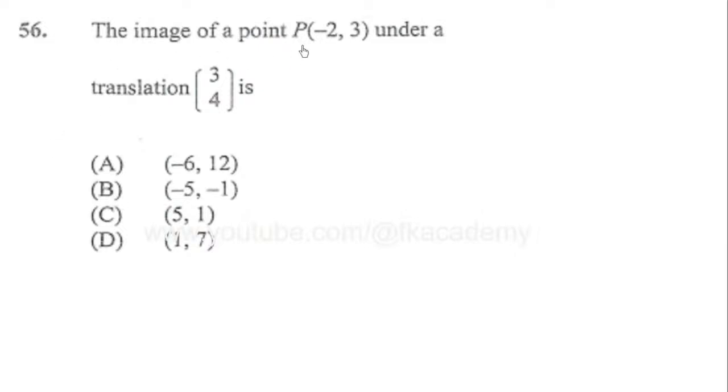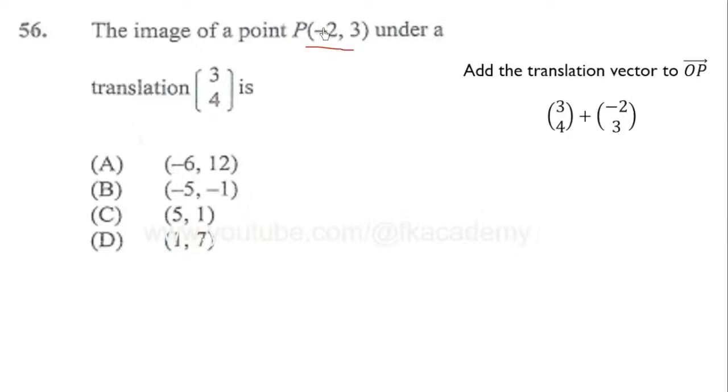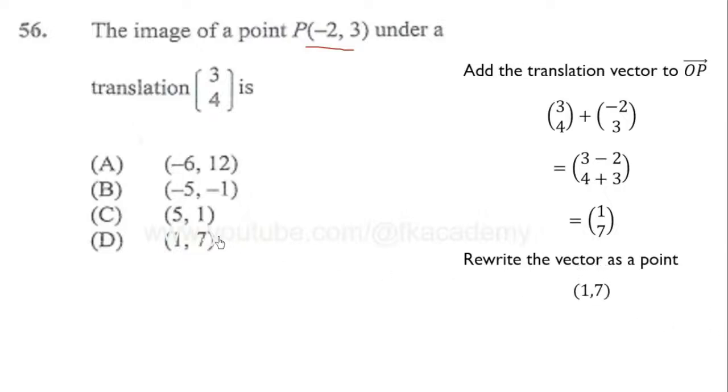Now let's proceed with question 56. The image of a point, this point (-2, 3), under a translation (3, 4) is... So to find the image of this point under this translation, we just add the translation vector to the position vector corresponding to P, which means we have to write P as a column vector. So this is one way of doing it. If you have another way, you can just decide to do it in point form. So we have 3 minus 2, 4 plus 3, and that will give you (1, 7). So you write this as a point to get (1, 7). So this is your answer.